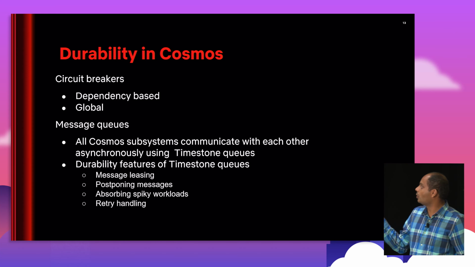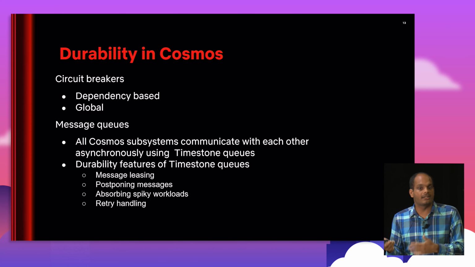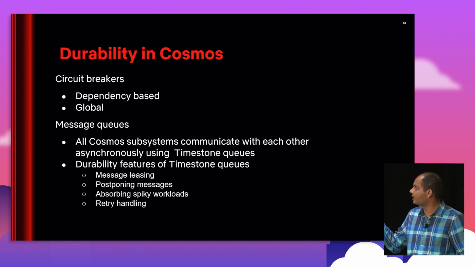And then the other one is a global circuit breaker. When there's an Amazon outage or some other large-scale network outage, there's a big red button. Those are the kinds of things we use.